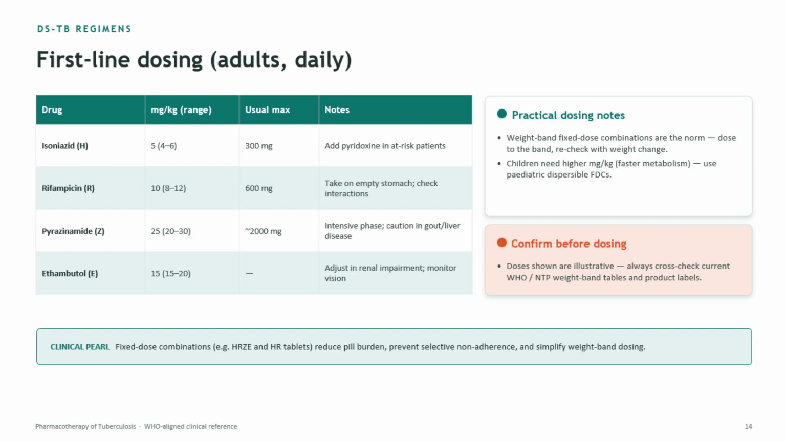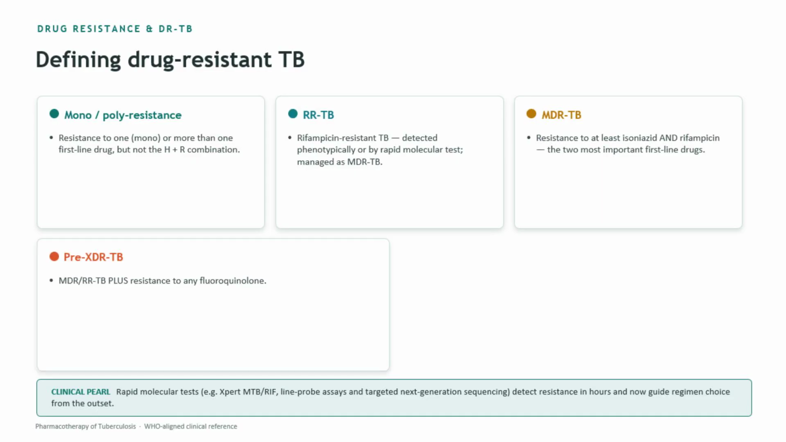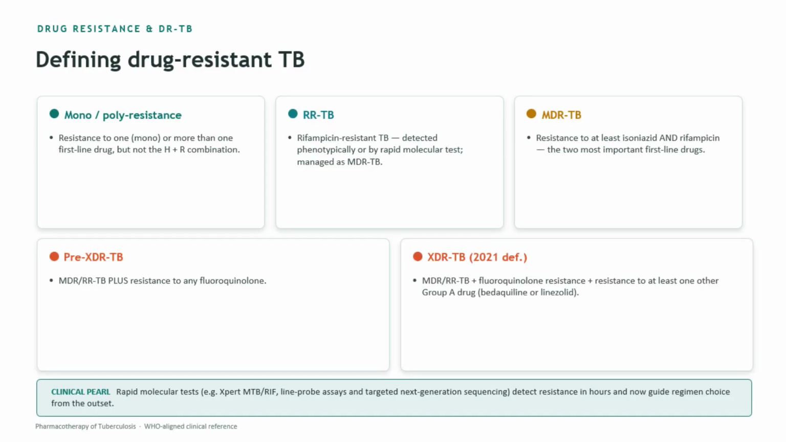Kids need higher milligrams per kilo because they clear these drugs faster. Don't just extrapolate adult doses to children. Time to talk resistance, and the vocabulary really matters here, so let's nail it.